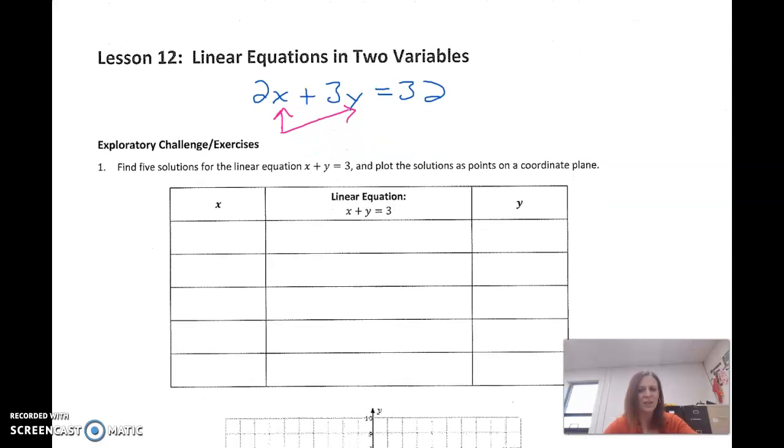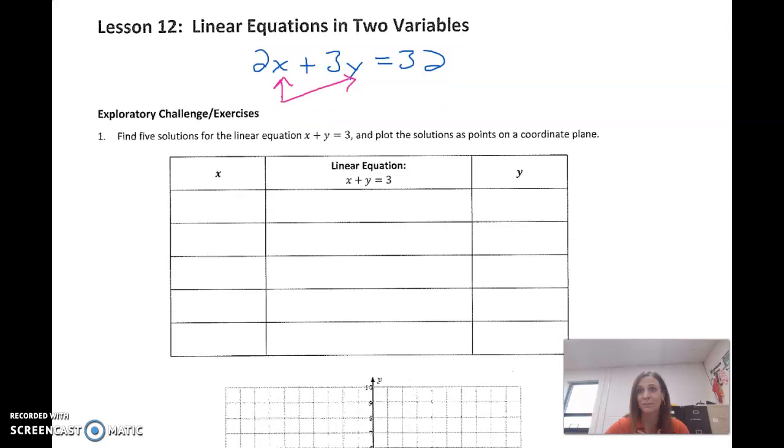And again, don't overthink this. This should look a little bit familiar because we've been doing things like that, but now we're just going to start putting everything together and maybe talking about it from an algebraic stance. So it says find 5 solutions of the linear equation x plus y equals 3 and plot the solutions as points on the coordinate plane. So here's our equation. We've been doing this, okay? The difference here is we don't have any x values, so we get to pick them.